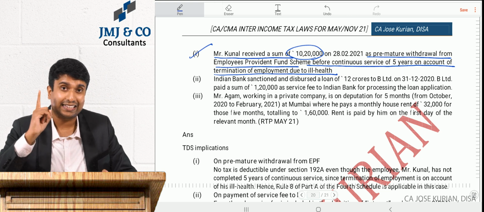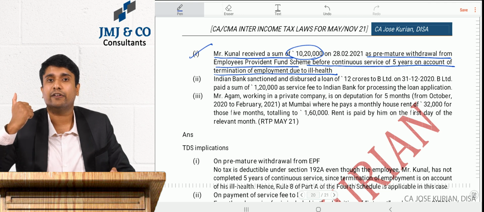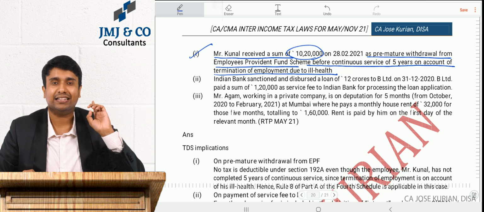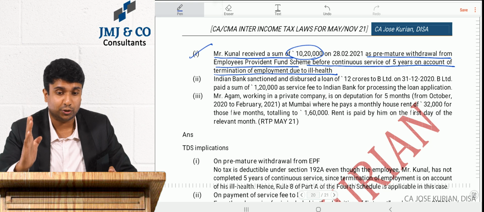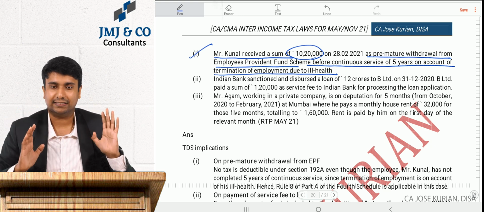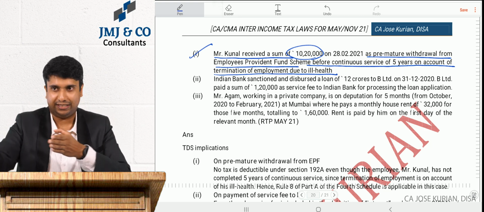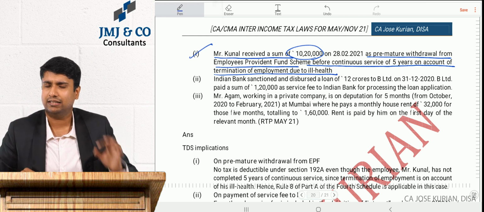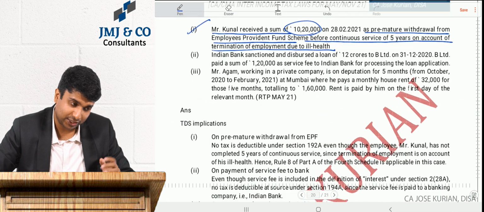But there are certain exceptions. If the premature withdrawal is due to ill health of the employee, even if there is a premature withdrawal, then that entire withdrawal will be fully exempted. It is not subjected to tax. Hope you remember that point. Alright, it is there under the salary head itself. So when an amount withdrawn is not subjected to tax, when there is a withdrawal of an amount which is fully exempted in income tax, is there any TDS requirement? The answer is no.